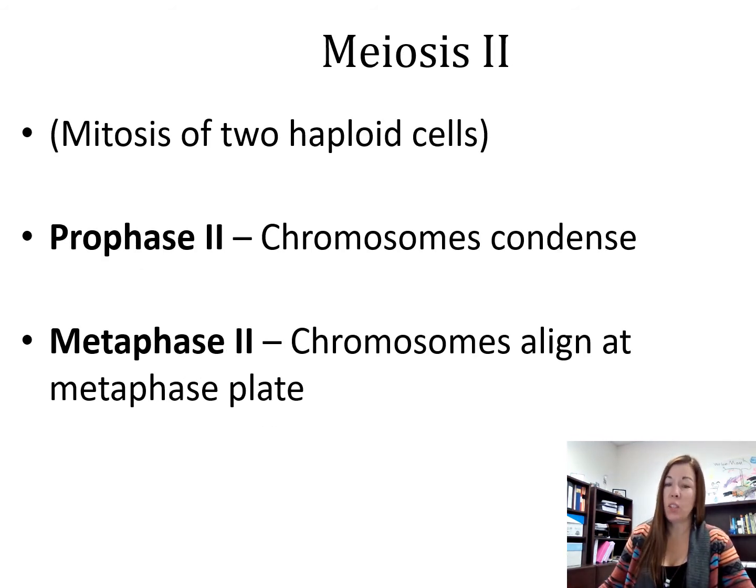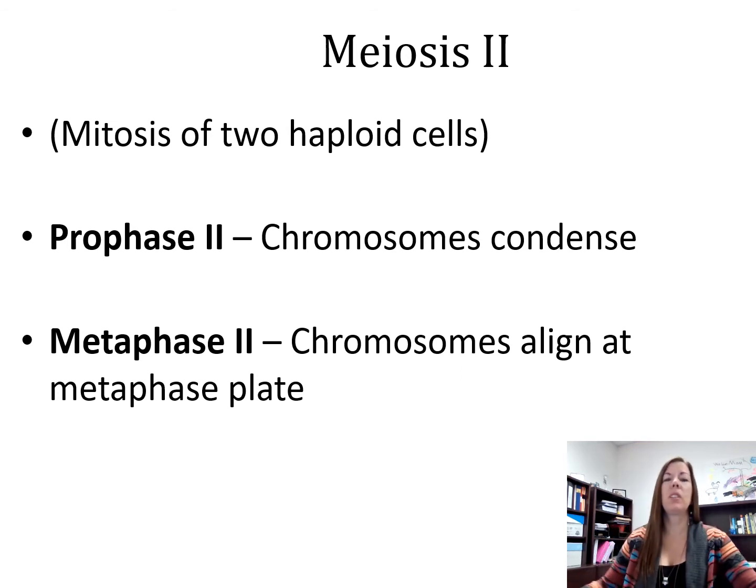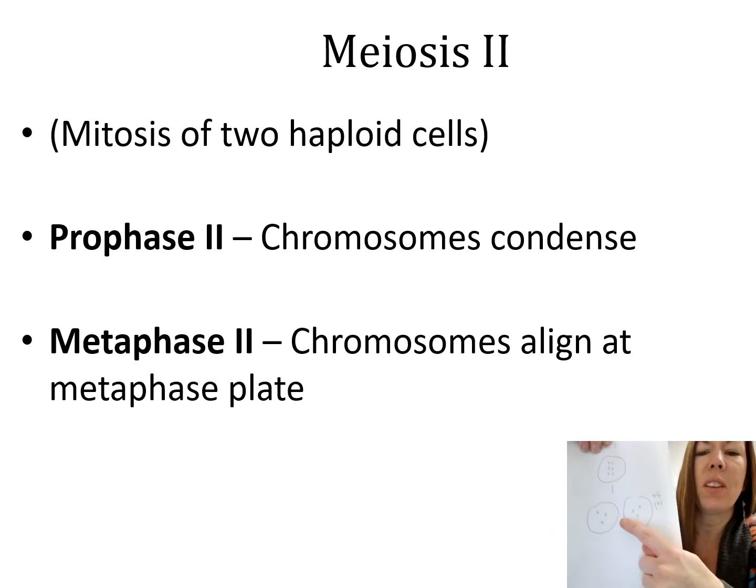During meiosis 2, mitosis happens in both of those haploid cells that we made, okay? So we'll see prophase 2, metaphase 2, anaphase 2, telophase 2, and it's exactly like mitosis, only it's happening in both of these cells at the same time. So prophase, metaphase, anaphase, telophase is happening here and here as well.